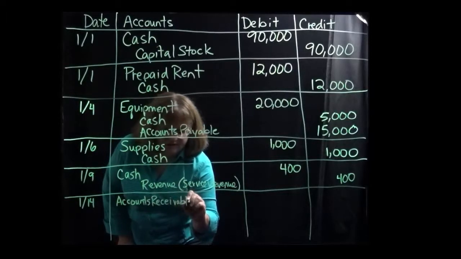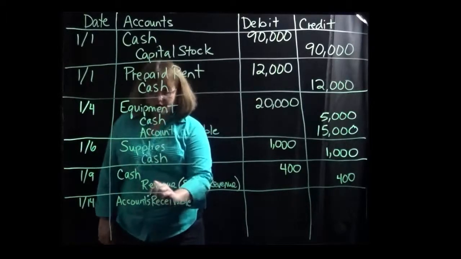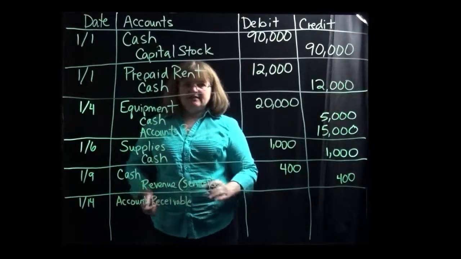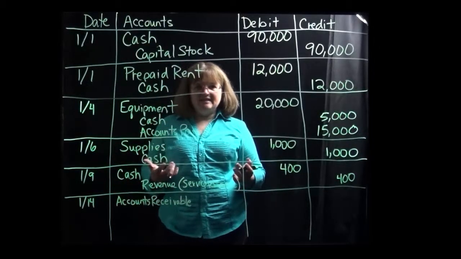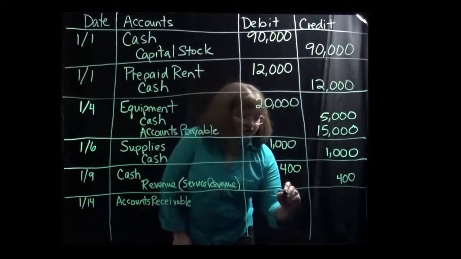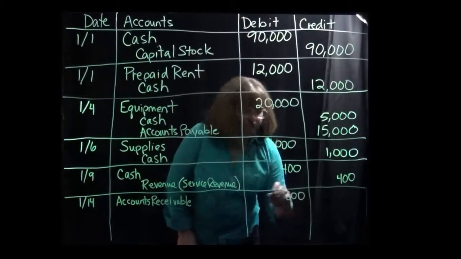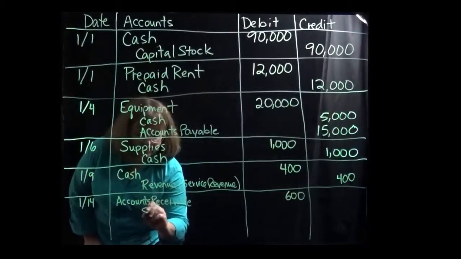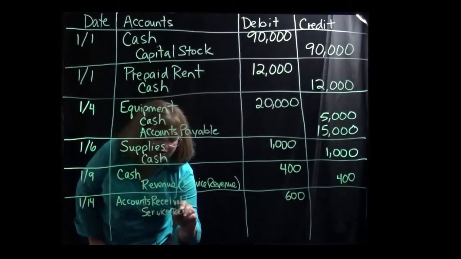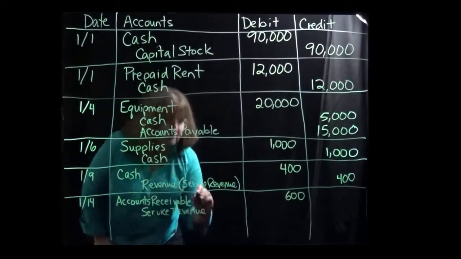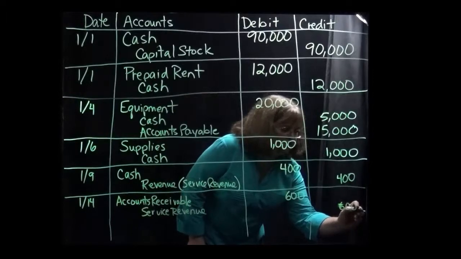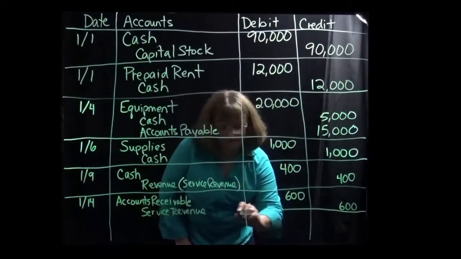This is called selling on credit. And when we sell on credit, we don't get the cash right away. There's a timing difference. And so this asset accounts receivable really represents that timing difference. And it's the right to receive cash in the future from these customers for $600. We're still going to credit service revenue or revenue just like we did when we received cash. It's just a different kind of asset that we're recording.